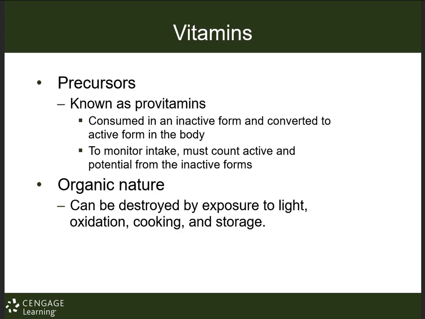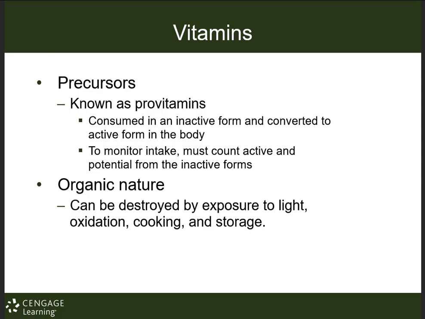So some vitamins are available from foods in the inactive form known as precursors or provitamins. And these are the inactive forms, like I mentioned, of the vitamins. And these can then be converted into the active form in the body. An example of this would be beta-carotene. So beta-carotene is the precursor or the provitamin for vitamin A. So when we eat beta-carotene, we can convert it into vitamin A once we ingest it.